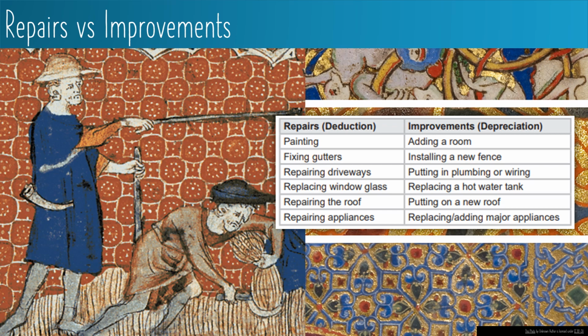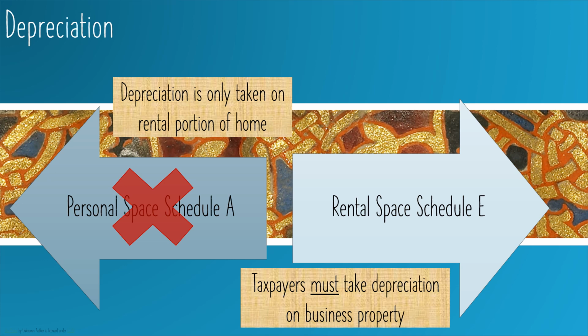And this is important because improvements don't get to be expensed all at once. The taxpayer has to depreciate them over time, so they're going to recognize those expenses over the course of multiple years and not all at once on this return. Repairs, on the other hand, the taxpayer would be taking all at once on this return. And then depreciation is another one of those expenses that would get allocated based on the rental space to the total space or the rental days to the total days.